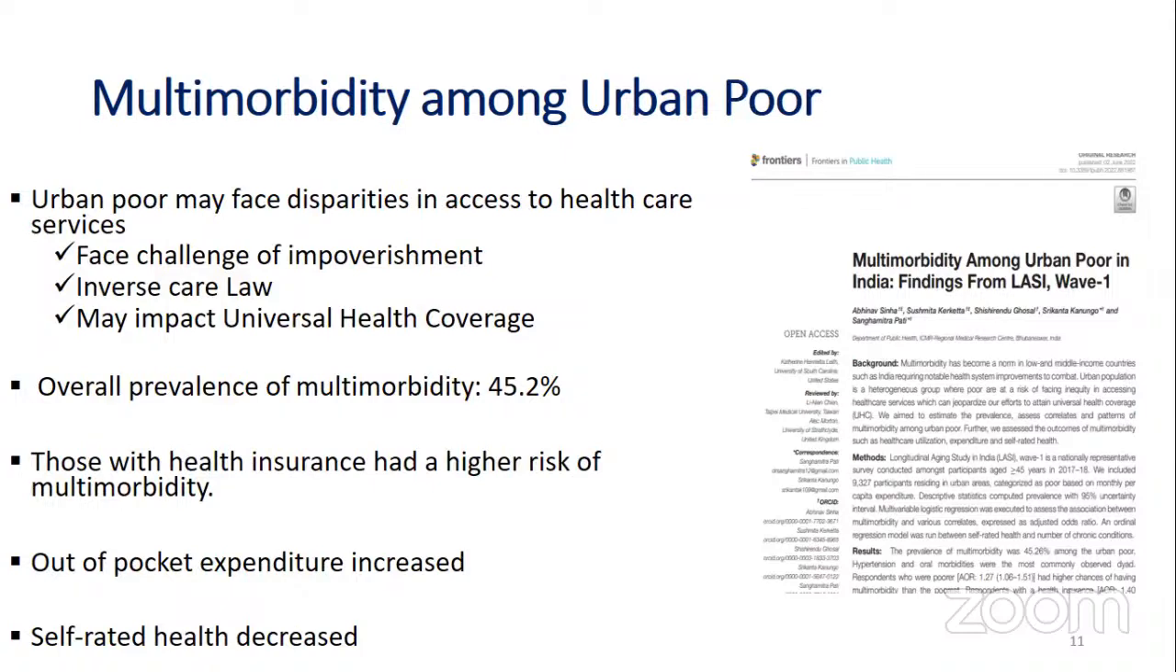They may face the challenge of impoverishment due to long-term conditions, because as I already told, continuous medications, continuous visits to the doctor and everything is required in long-term conditions. This may impact the universal health coverage which we are aiming for. And also amongst these vulnerable groups, there is an inverse care law, which is applicable not only for multimorbidity, but for other conditions also, or other diseases also.